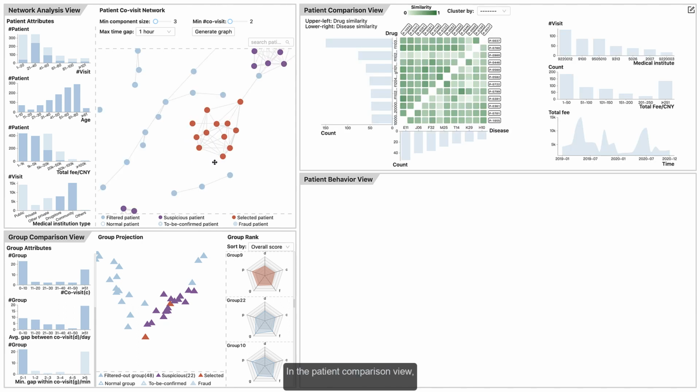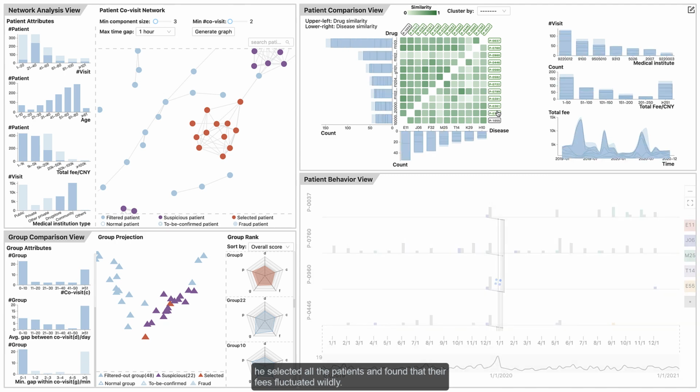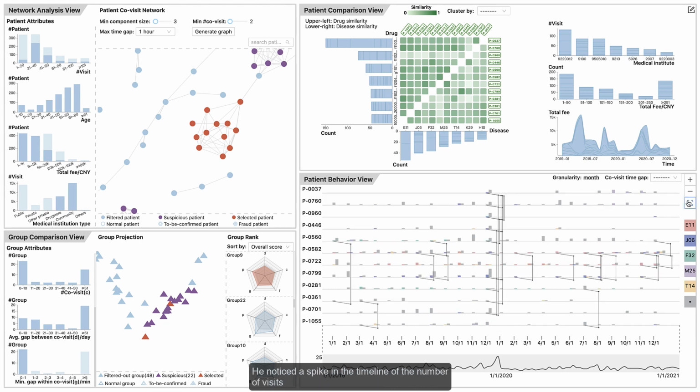In the patient comparison view, he noticed that the selected patients had low disease similarity and high drug similarity. To understand why diseases and drugs did not correspond, he selected all the patients and found that their fees fluctuated wildly. He then went to the patient behavior view to investigate the details of visits. He noticed a spike in the timeline of the number of visits and dense co-visit links in the visit sequence visualization around December 2019.